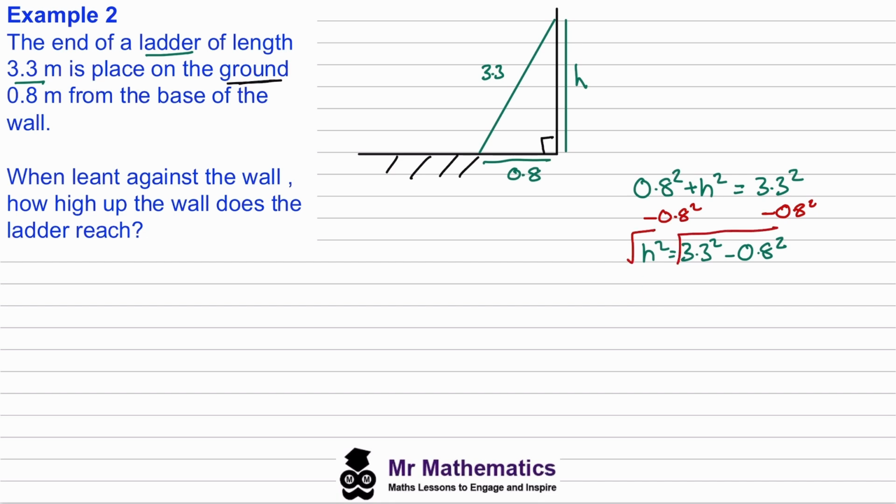And then you can see the square and the square root will cancel. So we're left with h will be the square root of 3.3 squared minus the 0.8 squared. And I want to show you how we can work this out on our calculators.